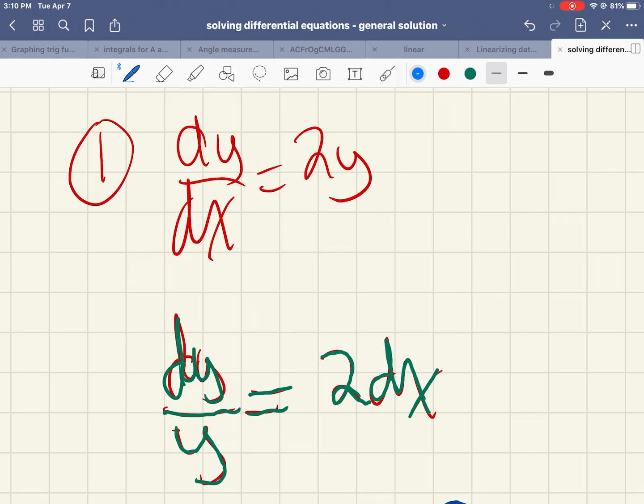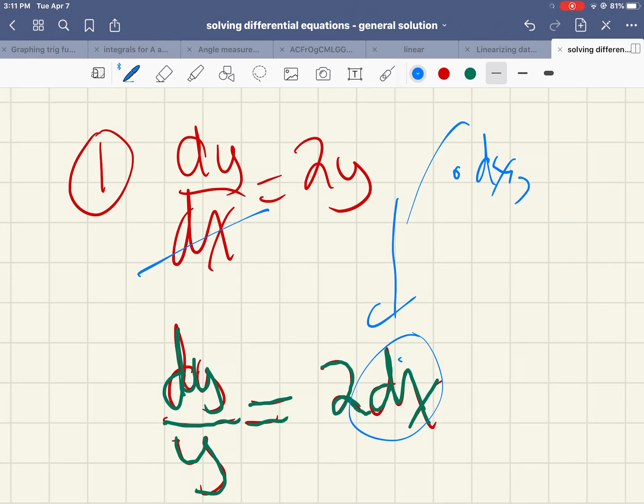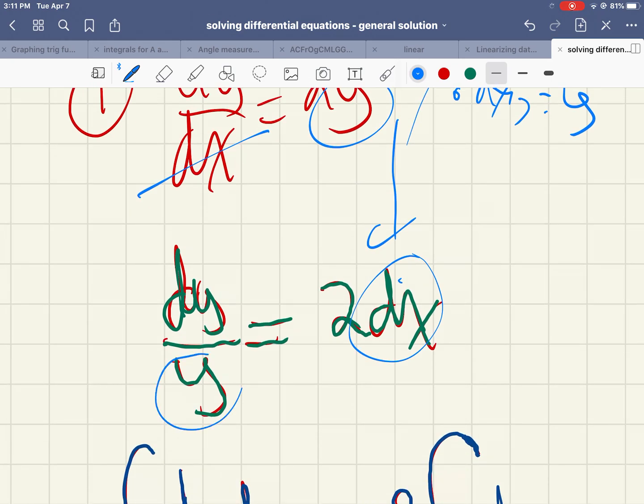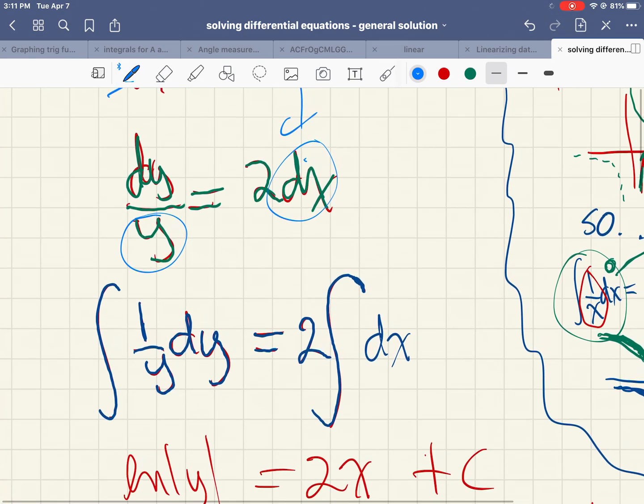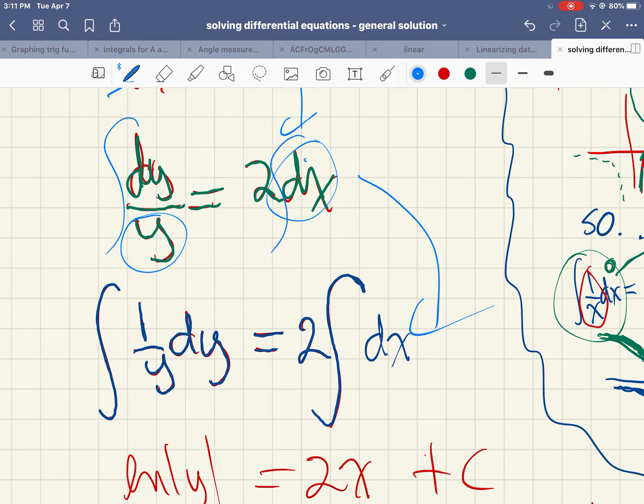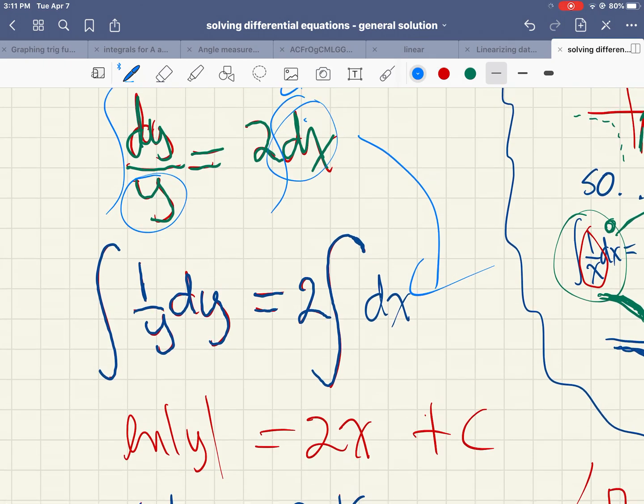So we're going to multiply both sides by dx. That gets rid of that dx in the bottom and introduces it there. We're also going to divide both sides by y, to get the y over to this side. So now we have dy over y equals 2 dx. Now in the next phase, we just integrate. It doesn't matter if the 2 is inside or outside. But now I need to integrate.